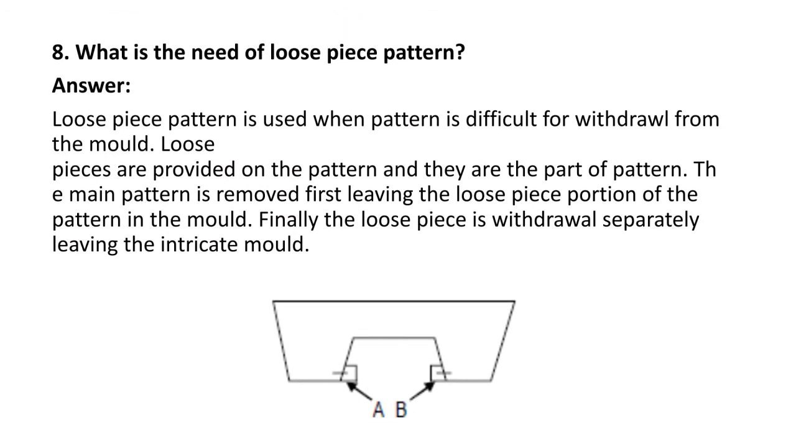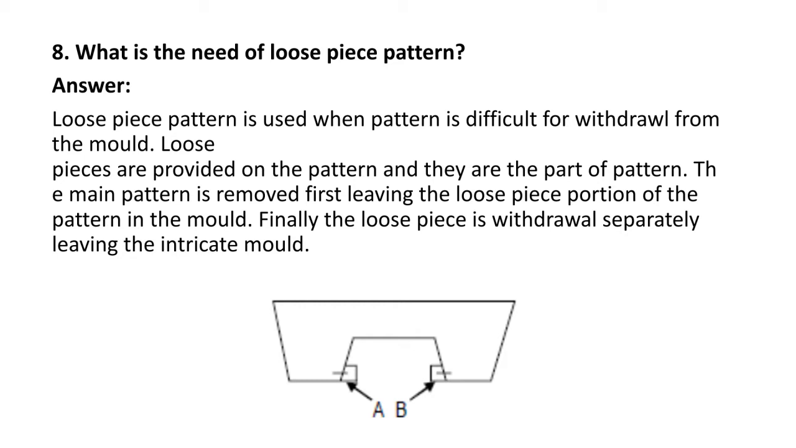Next question, what is the need of loose piece pattern? So here you can see the example of loose piece pattern. So this is nothing but the main pattern, and A and B, those are loose pieces attached to that main pattern. So loose piece pattern is used when pattern is difficult for withdrawal from the mold. Loose pieces are provided on the pattern and they are the part of the pattern.